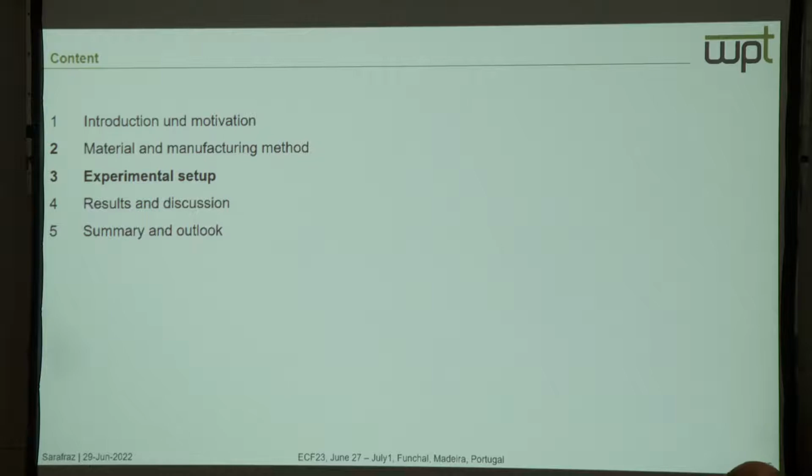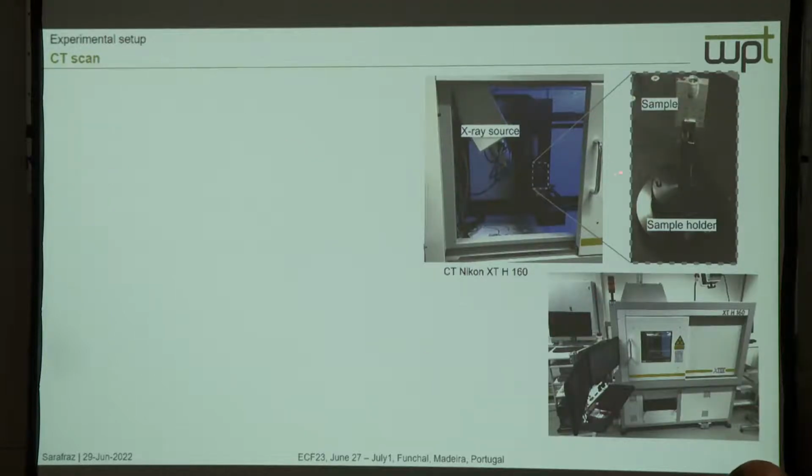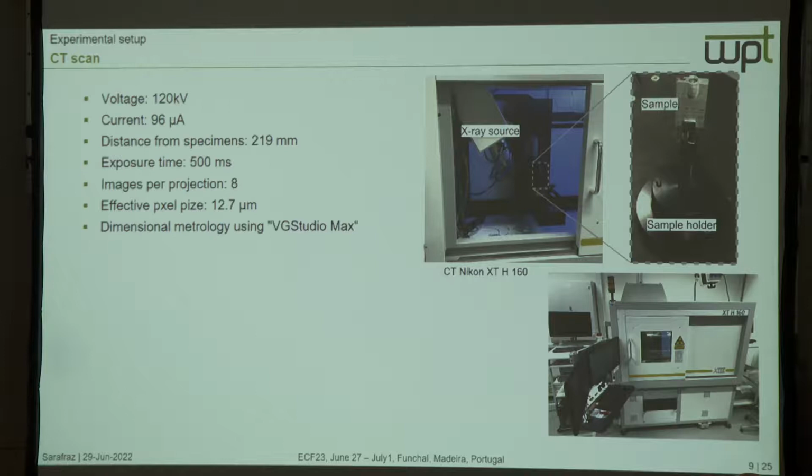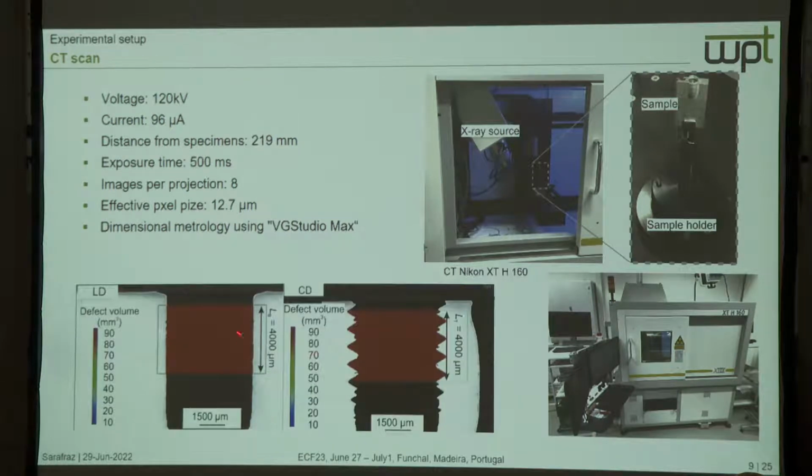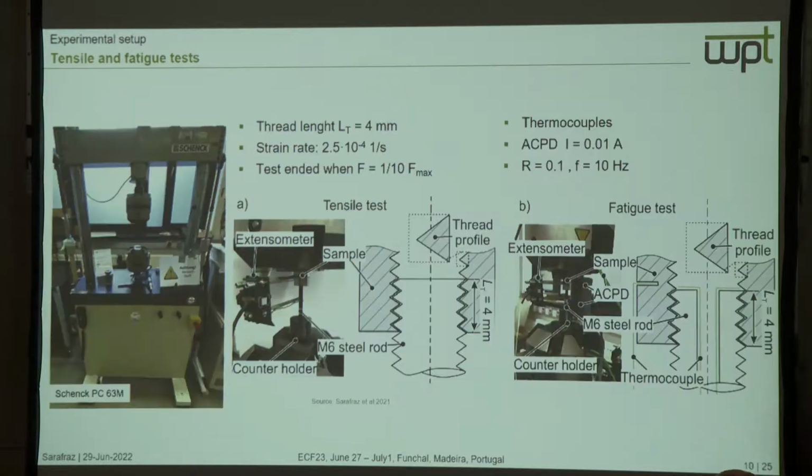The experimental setup used in this study is a dimensional methodology using CT scan, capturing the voxel of the thread created with these process parameters. After that, we analyzed the captured voxel data using VG Studio Max to measure the volume of the created bore and thread using defect volume analysis. Additionally, a tensile test was performed in this study, engaging the 4 initial thread profiles with a steel rod, and for the fatigue test, you can see here we use the ACPD method.